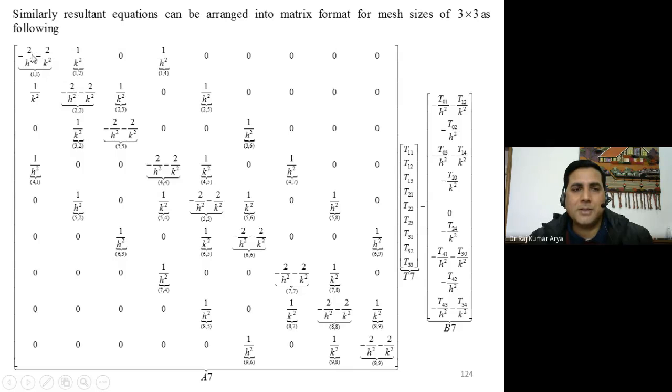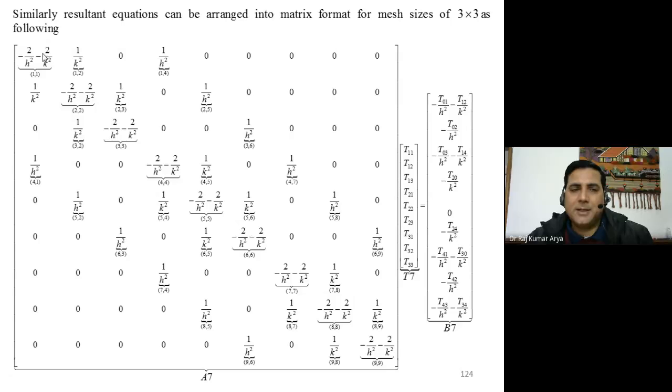So now you get a main diagonal which is the same. This is just changing that way, minus 2 by h square minus 2 by k square. This is my main diagonal. So from here I am getting a trend that wherever i and j are same, my elements should remain same. Correct or not?